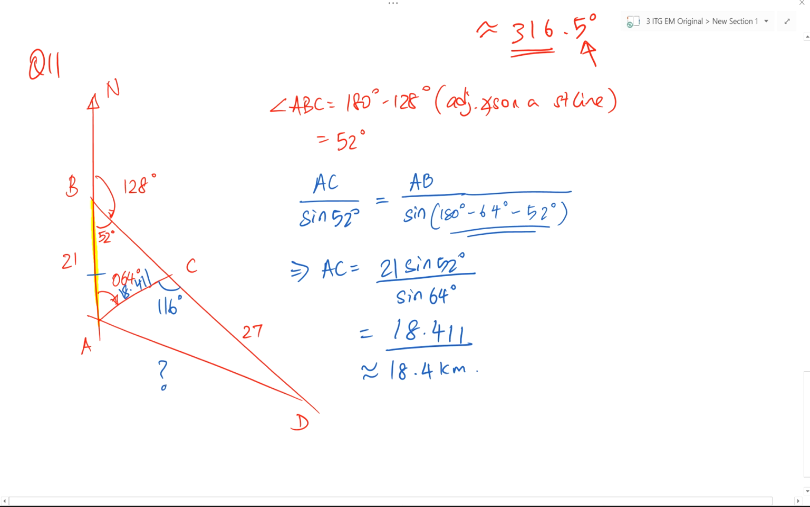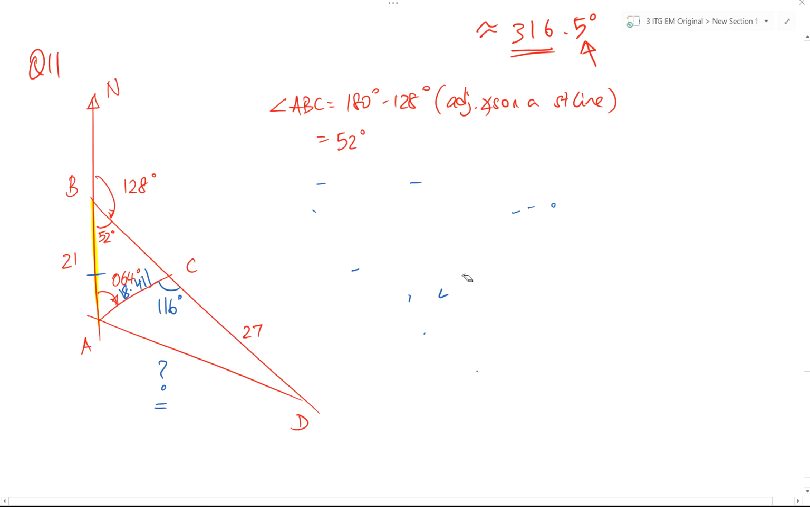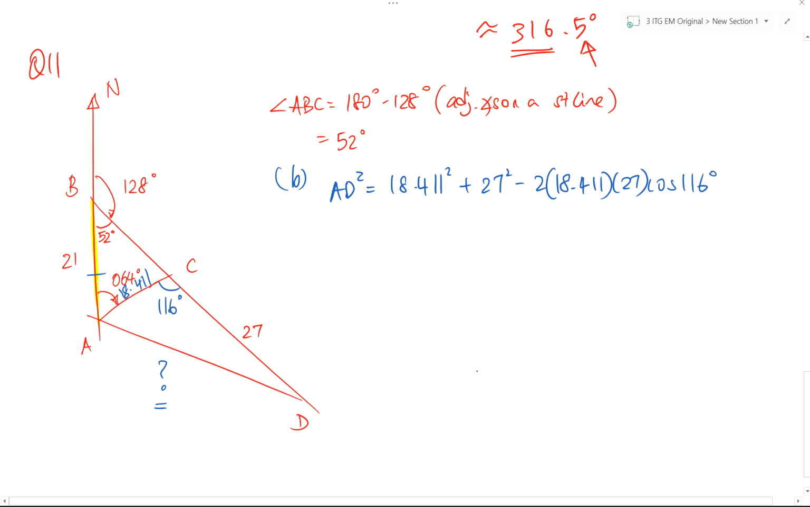I have 2 sides. I have 1 unknown side, and I have 1 angle. Which rule do we use now? Yeah, we use cosine rule. So for part B, we write AD square equals to 18.411 square plus 27 square minus 2. Copy down the same numbers, 18.411, 27, cosine 116 degrees. And find the value of AD. Please remember to square root it and get the answer.